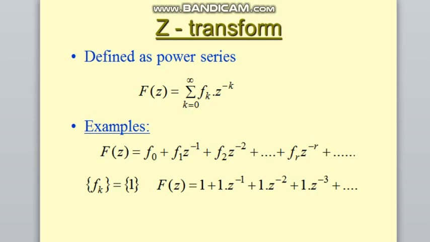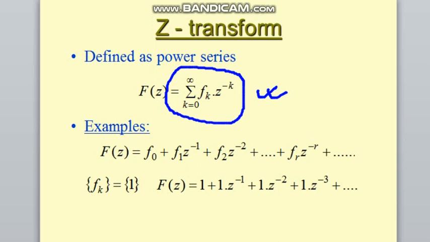Today we will discuss an important tool that has been used massively in digital signal processing computations. That's the Z transform. So what is the Z transform? The Z transform is defined as a power series like that, as you can see. This is the mathematical expression of the Z transform. You have to keep this equation in mind while solving Z transforms.